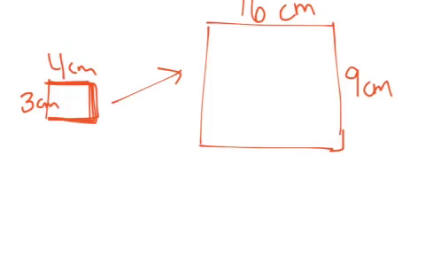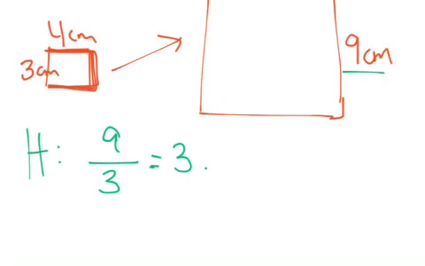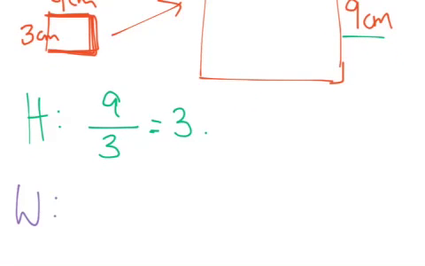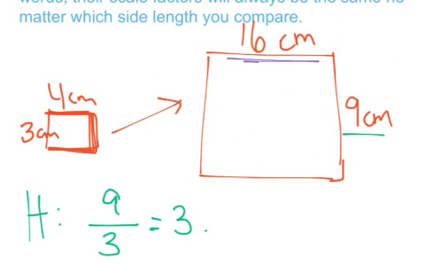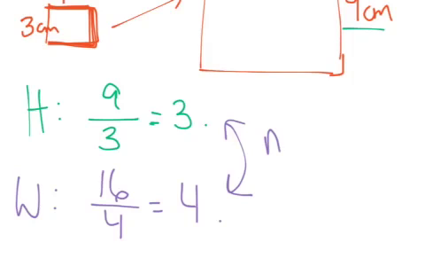So first let's compare their heights. Let's say h. So to find the scale factor, I'm going to take the new height, so that's 9, and I divide it by the original height, which is 3. 9 divided by 3 gets me 3. Now if I compare their widths, so w, the new width is 16, and it used to be 4. So I'm going to do 16 divided by 4, and that gets me 4. So since we got different answers, different scale factors, that means that they are not proportional, which means they are not similar.